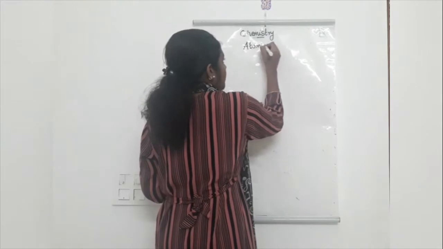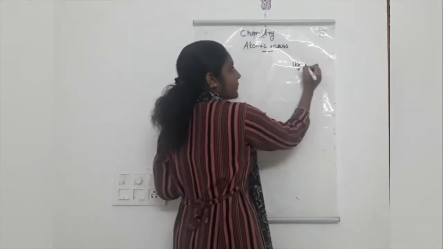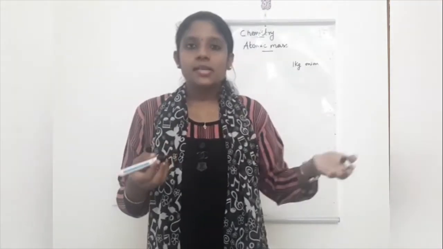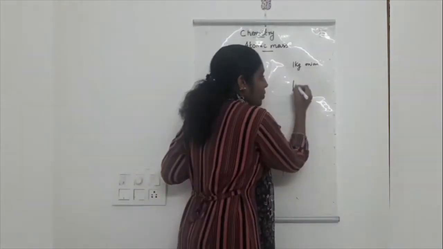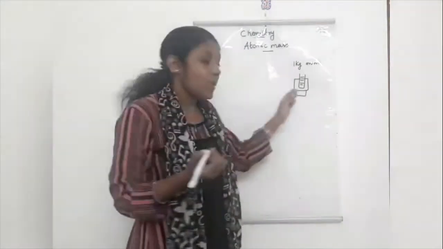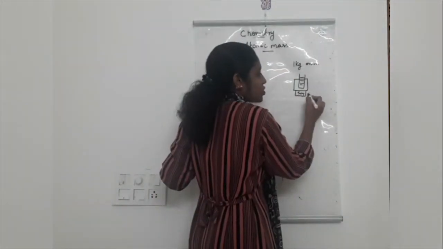Atomic mass. Before moving to the topic, I'll ask you: when we go to a market or a vegetable shop and your mother asks you to buy 1 kg of onion, what will you do? In many supermarkets or normal shops, there will be a plastic cover, you take onions, and assume this is 1 kg. There will be a digital weighing machine. You keep the packet containing the onion on it, and it shows the value. If it is 50 gram short, you should add another 50 gram.